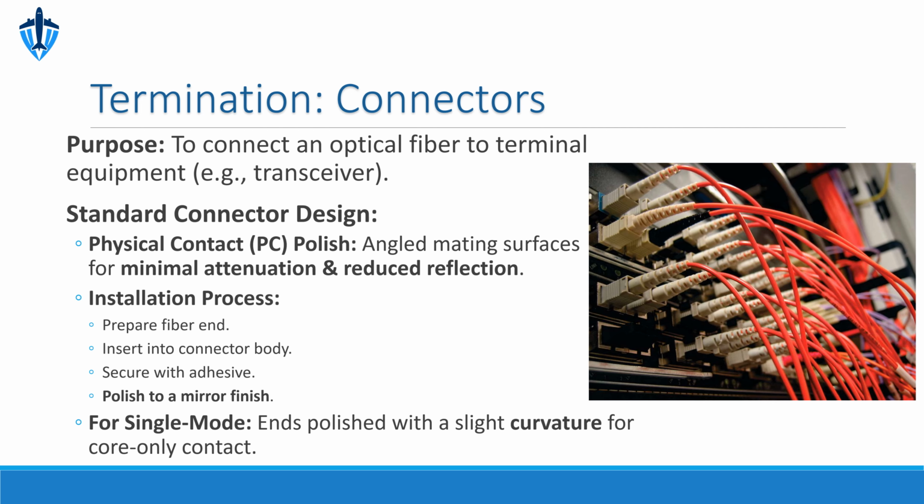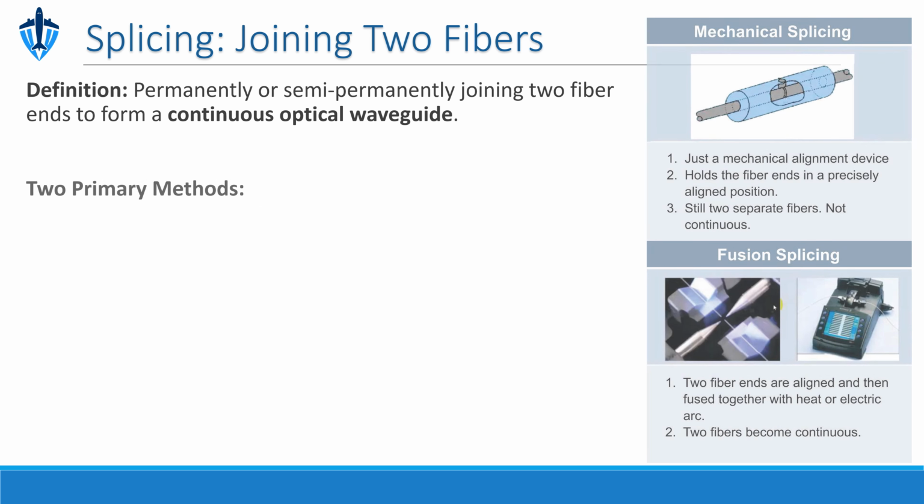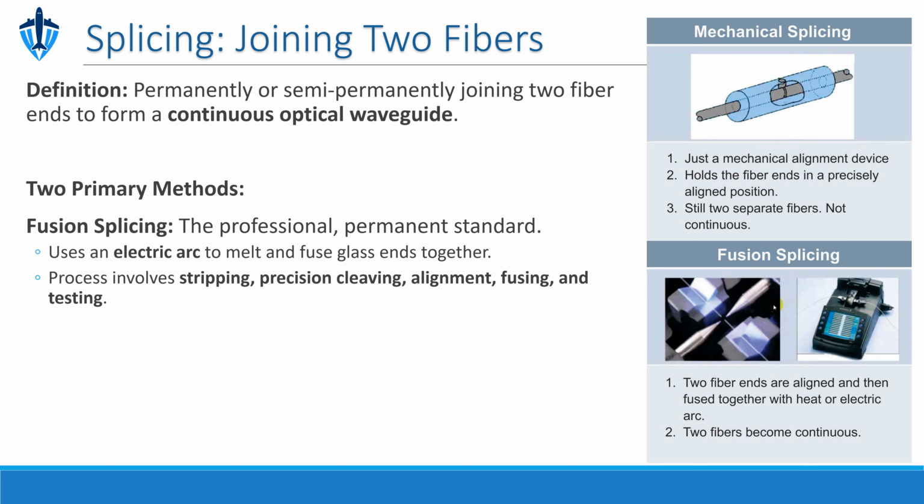high-speed data systems. To join two fibers end-to-end, we use splicing. There are two main techniques. The industry standard for a permanent, high-performance joint is fusion splicing. Think of it as welding for glass. The fiber ends are stripped, perfectly cleaved, aligned with micrometric precision inside a splicer machine, and then fused together using a tiny electric arc.